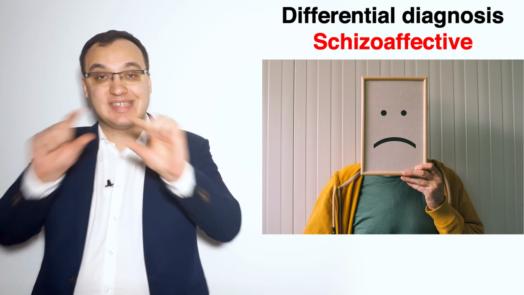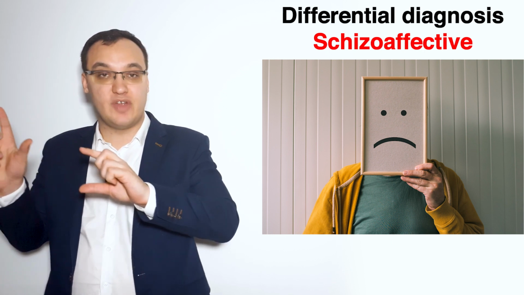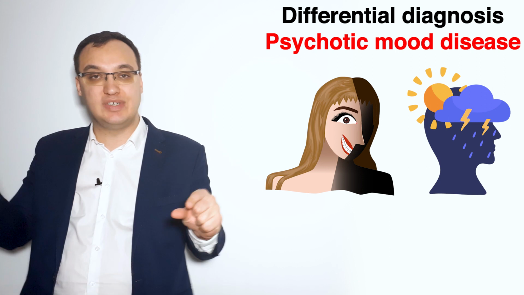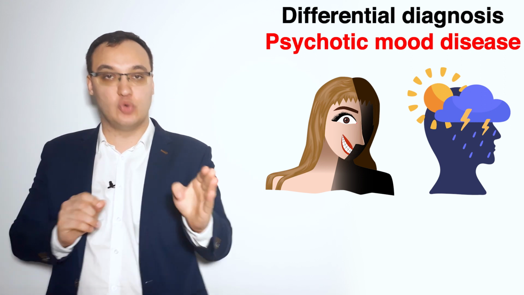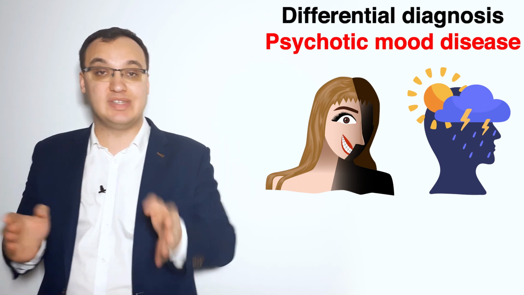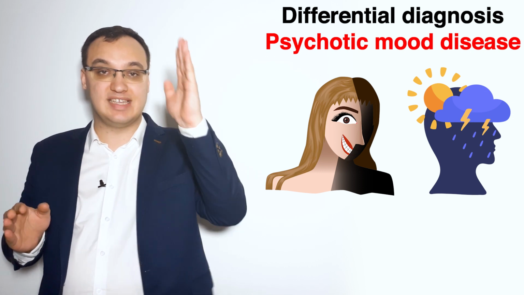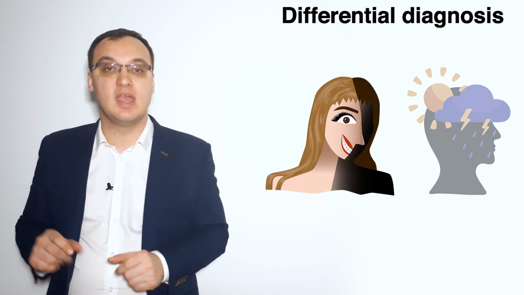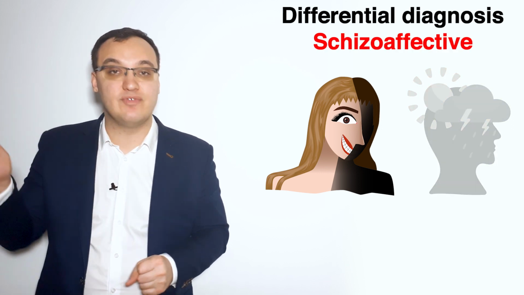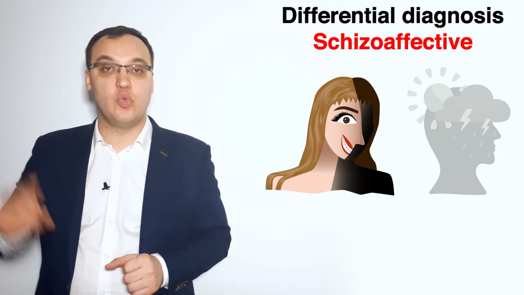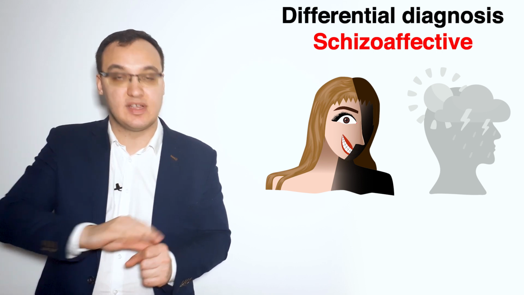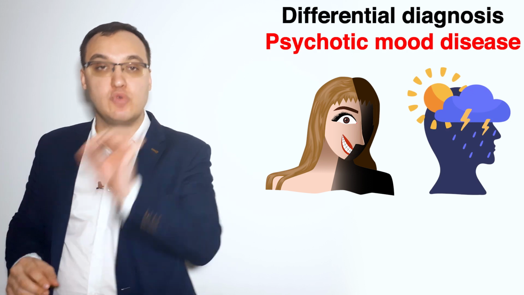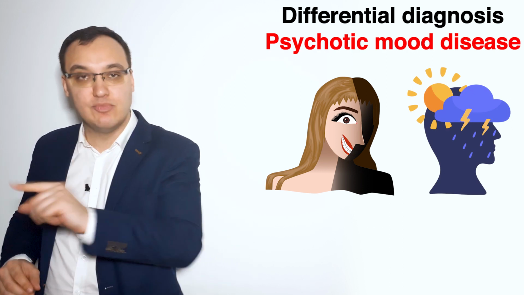The difference between schizoaffective and another disease, which is very important to know, is psychotic mood disease. Psychotic mood disease, as it suggests in the name, we have psychosis and mood disease. So what's the difference then between psychotic mood disease and schizoaffective disorder? Schizoaffective, we said we have psychosis and mood disease. The difference is in schizoaffective, we don't have to have mood disease. We can have mood disease or be without mood disease. We can have depression or manic disease. We can have other spectrum of disease. In psychotic mood disease, we have to have psychosis and mood disease.